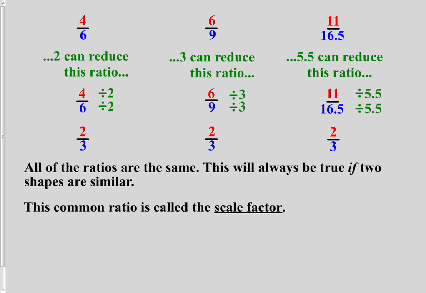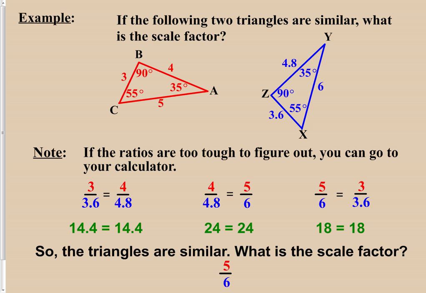And that is not an accident. That is what will happen with any two similar polygons, no matter how many sets of sides they have. Okay, and this ratio that all of these guys reduce down to is what is called the scale factor.